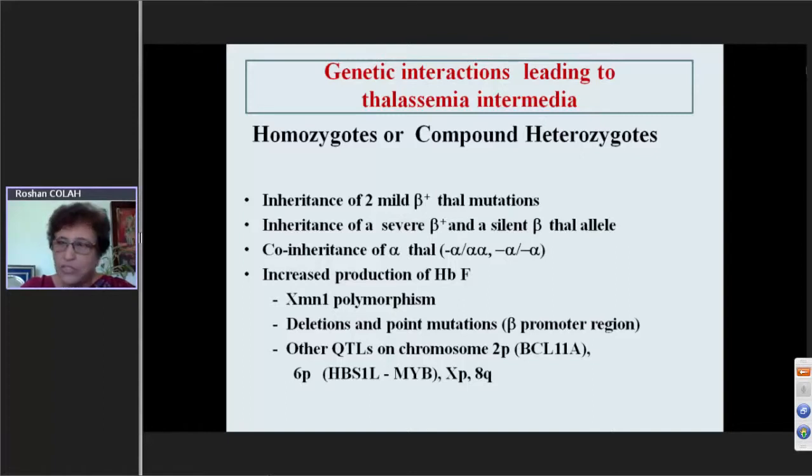You could inherit 1 severe and 1 silent mutation. Again, that will give you a milder disease. You could co-inherit alpha thalassemia, which will alter the severity. Sometimes a single alpha gene deletion may not cause so much of a problem. And you could have some gene which enhances fetal hemoglobin production. The XMN1 polymorphism has been studied very widely in India, and if the XMN1 is ++, fetal hemoglobins can be slightly higher.